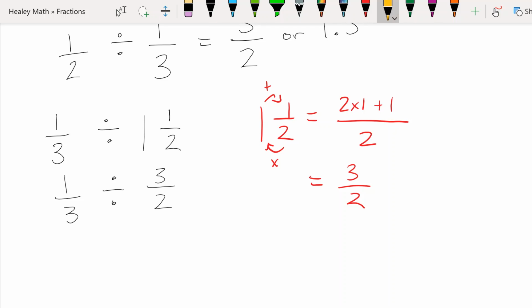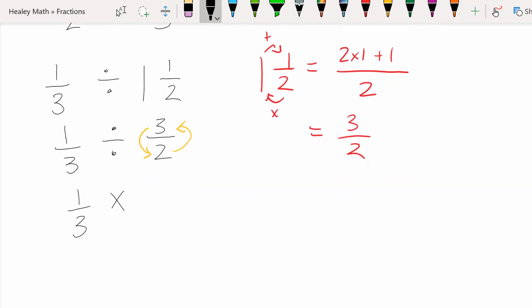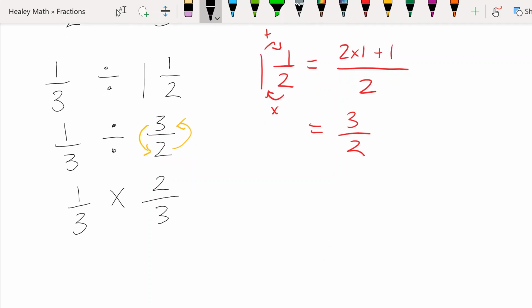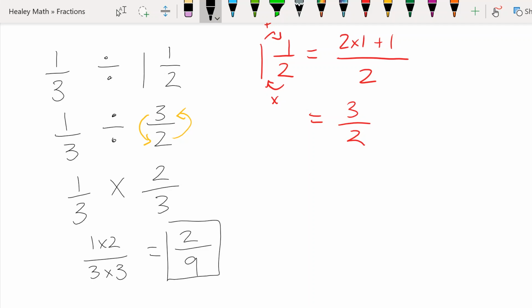So let's do our trick. We're going to multiply and we're going to flip those. So the first fraction stays the same. We'll change it to multiplying and we'll reverse the numerator and the denominator. Good. Now we can multiply. So 1 times 2 divided by 3 times 3. And that equals 2 over 9. We cannot simplify that any further, so leave it as the same.